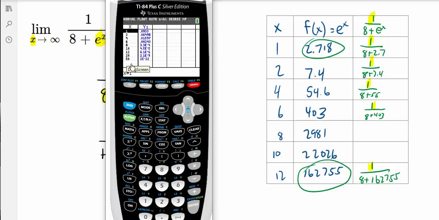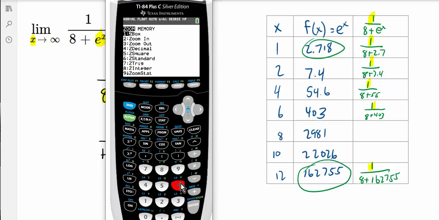In fact, look what happens when you plug in 50. You get 2 times 10 to the negative 22, which means you need to move the decimal place to the left 22 places. That's the equivalent of 21 zeros, followed by the number 2. So you can see, at least arithmetically on the table of values, that it's getting closer and closer to 0.